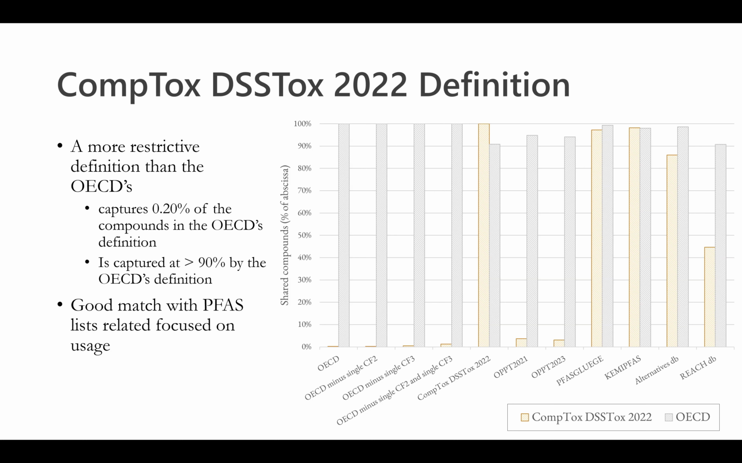So when we compare the definition to the same lists as before, here are the lists to which both CompTox and OECD are compared. And we see that it captures a very small proportion of the OECD list here, even when we remove single isolated CF3s. However, the DSSTox definition matches most of the lists focused on uses, so these three, and many of the Rich DB.